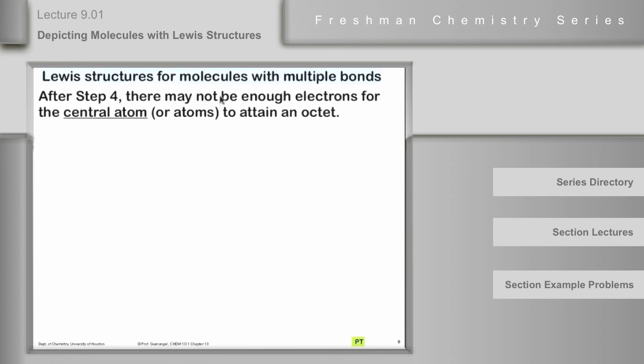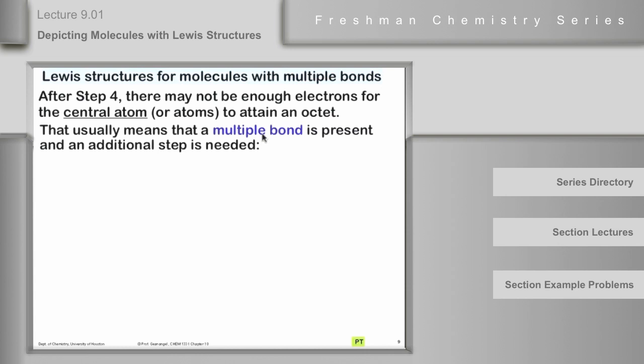So what will happen is that sometimes you'll go through those 4 steps that we just did for those 3 molecules, and there may not be enough electrons so that the central atom or atoms have an octet. So if you get to step 4 and you haven't completed the octet for everybody, you may need to make a multiple bond. And in fact, making a multiple bond is a usual way to get around that problem of less than an octet for some atoms here.